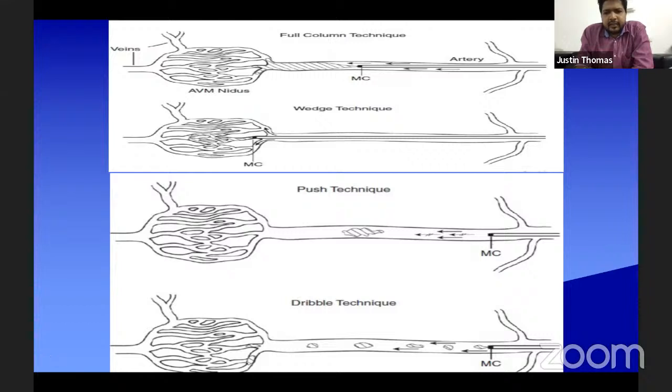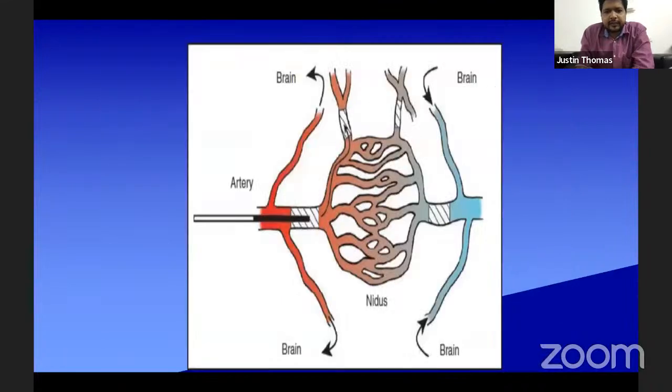Glue is injected briefly, although the triple technique is similar to the full column technique, but it is on and off injection of onyx to form a separate precipitate, and it will go to the arterial feeders one after another. So while injecting the AVM, the safety zone of injection is like this.